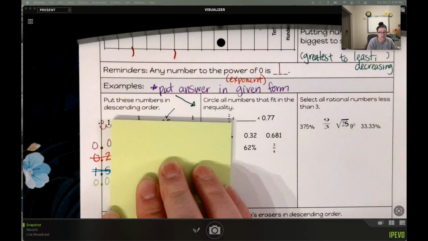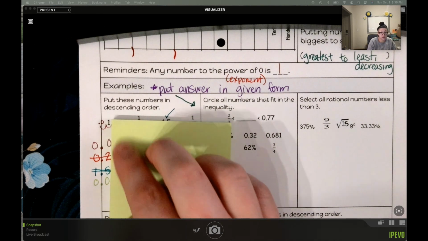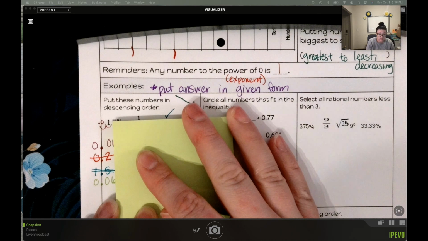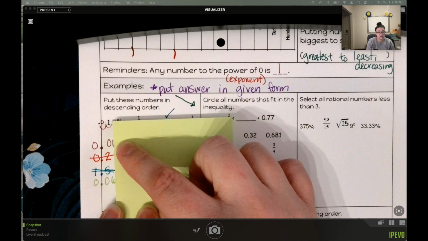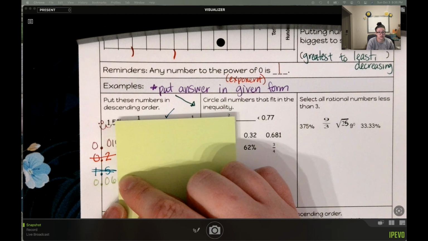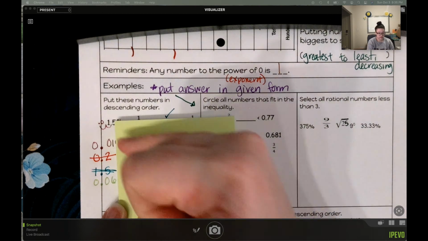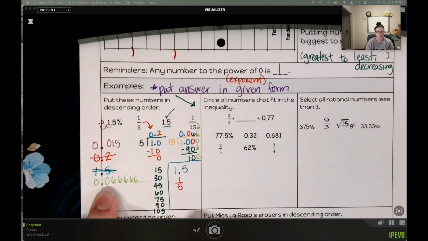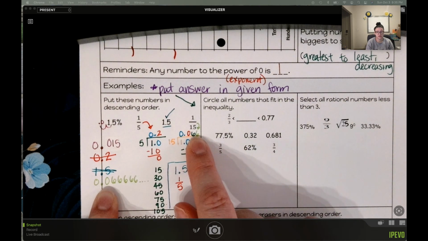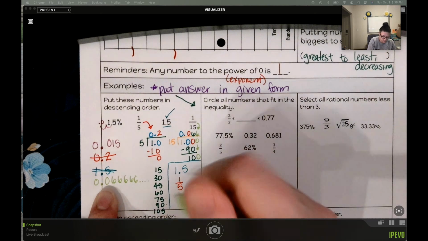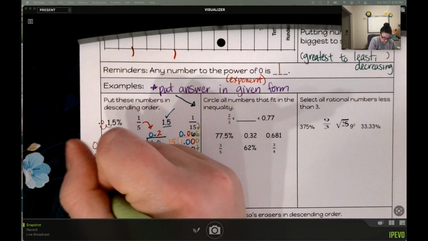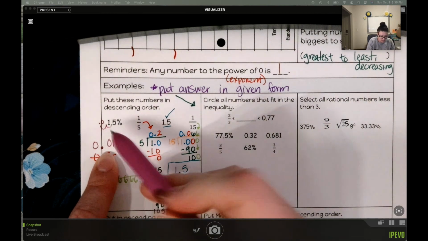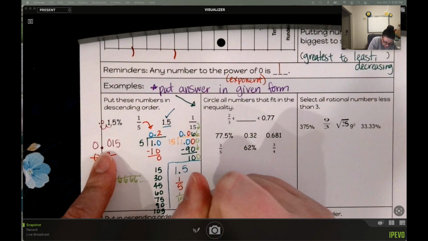So looking at our tenths again, now I just have 2 zeros. Those are the same, so I have to go out to the next place value, the hundredths. I have 0.1 and 0.6. What's bigger, 0.1 or 0.6? 0.6 is bigger. So that means that 1/15 is my next biggest number, which makes my smallest number my 1.5%.